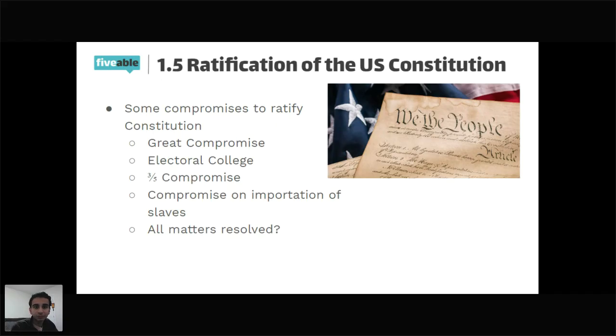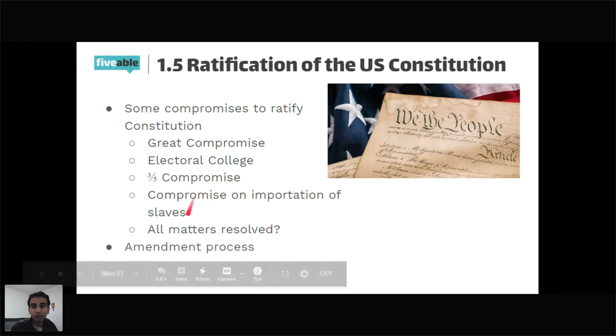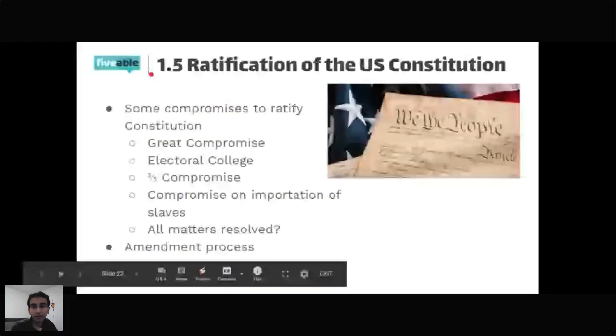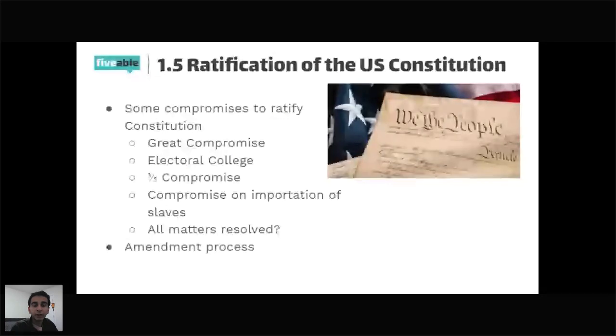So let's get going. Oh, and they talked about the amendment process. So that's something that we will consider with this standard as well. So 1.5 covers all the compromises and then the amendment process.